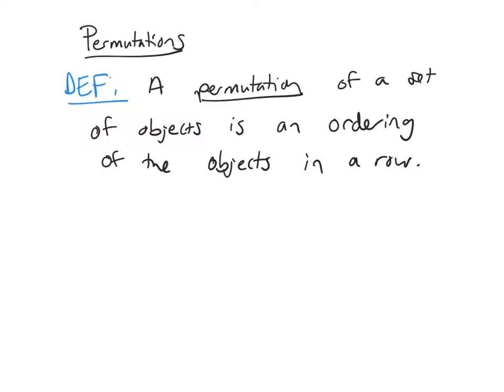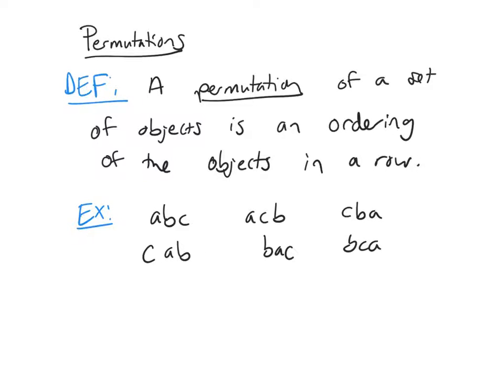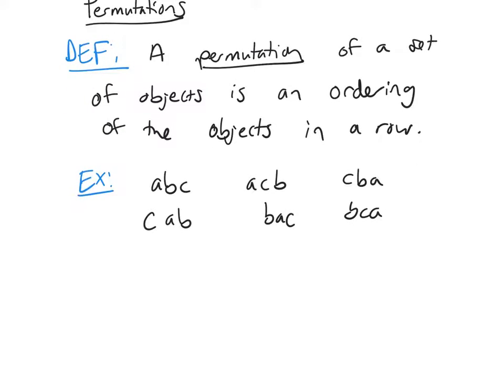So for example, if my objects were the letters A, B, and C, ABC would be a permutation, ACB, CBA, CAB, BAC, and BCA. And that's all the different orderings of these three letters.